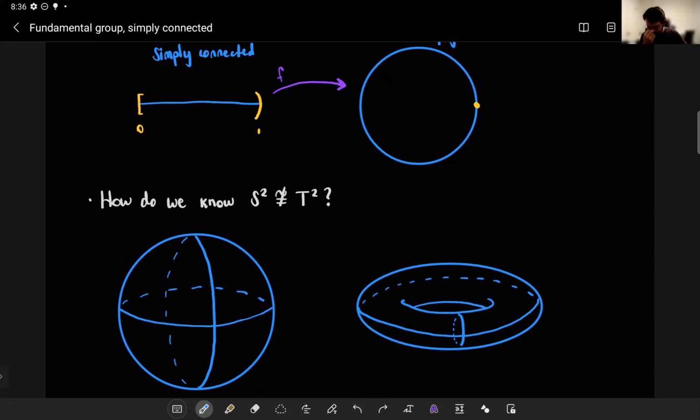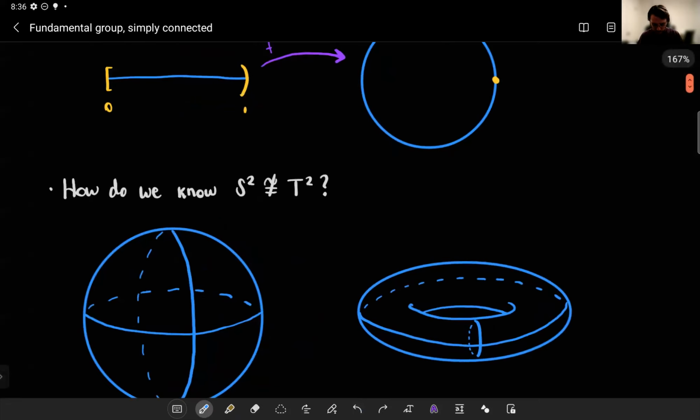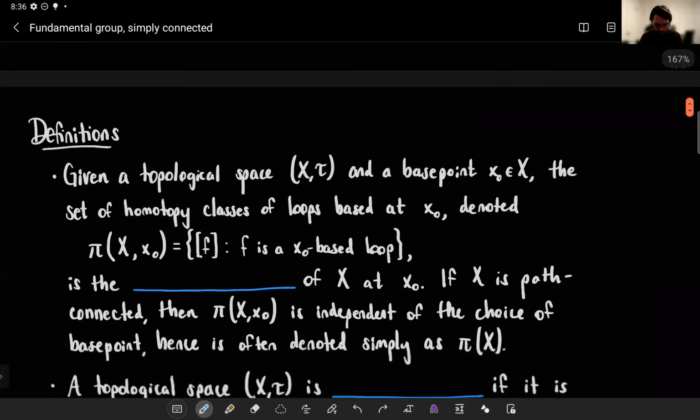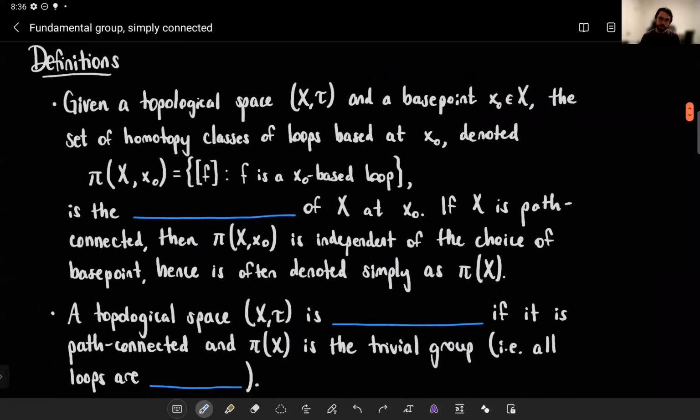Okay, so all that goes to say, our goal is to be able to detect differences in topological spaces. To do so, we'll need some definitions. So last time we talked about homotopy, what it meant for two paths in a topological space to be homotopic, namely they could be continuously deformed into one another. And we talked about homotopy classes of a given path.